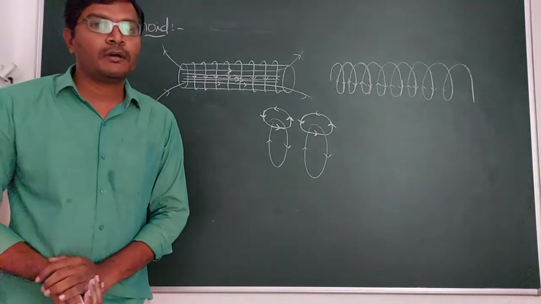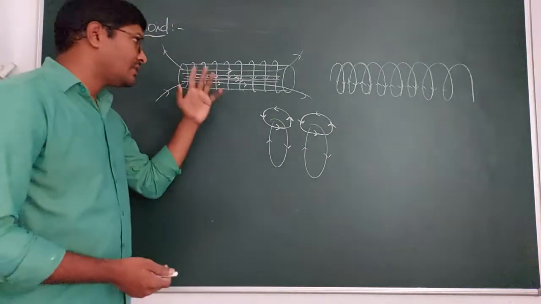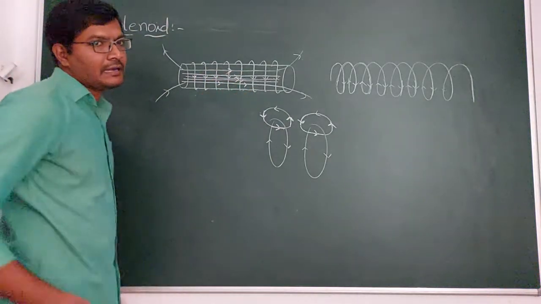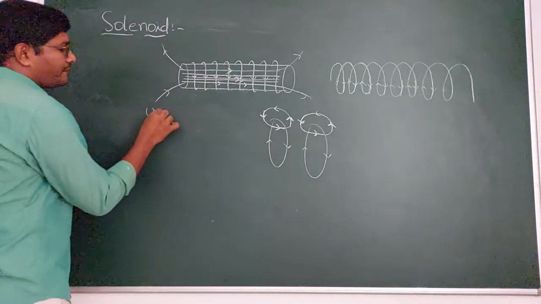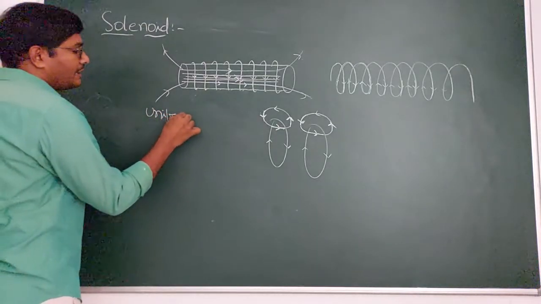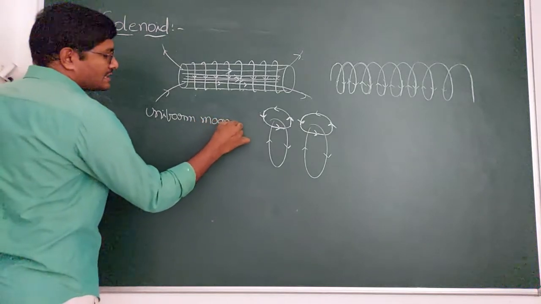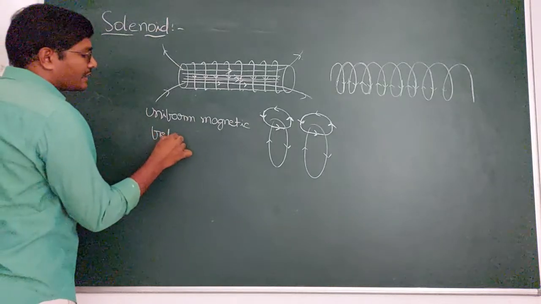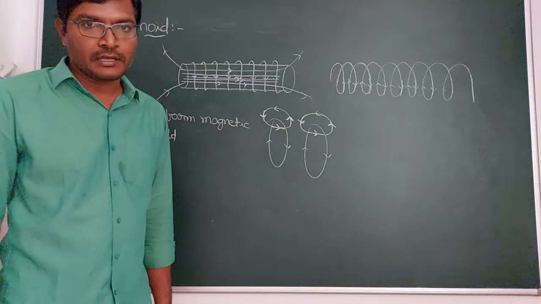So a strong magnetism develops where? Inside the solenoid, which makes a uniform magnetic field. All the parallel lines are equally spaced, which forms a uniform magnetic field. Okay, the solenoid develops a uniform magnetic field. What is the use of a solenoid? It forms a uniform magnetic field. It develops a uniform magnetic field and a very strong one also.